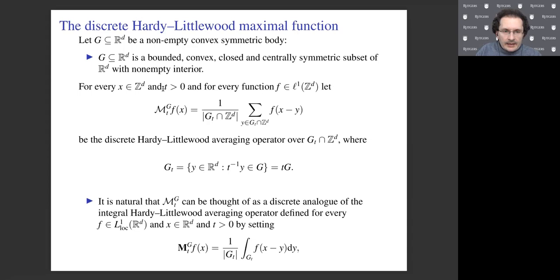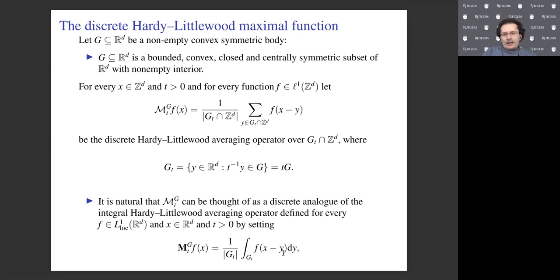and so this is what we are going to do. And now we will consider the following Hardy-Littlewood averaging operator over the lattice points in the dilated body G. And so this is the average of this form, and the summation is taken over all lattice points in G_t. And G_t is the dilation of our convex symmetric body. This is the usual definition. And now at this moment, it's natural to think that this discrete average is a discrete analog of the integral Hardy-Littlewood averaging operator, which is defined in this way as an integral over G_t of the function f evaluated at x minus y.